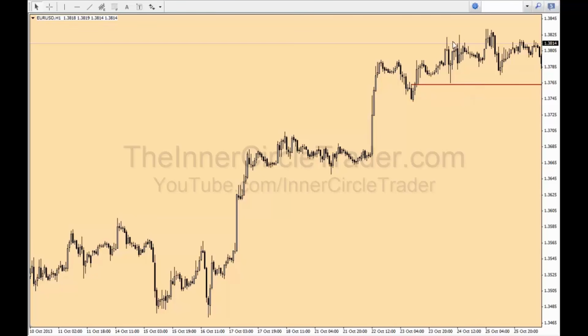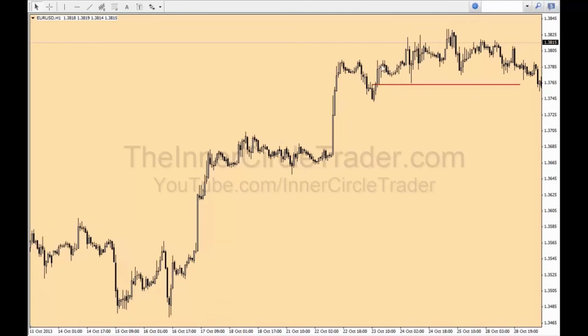Okay, right in here. Didn't quite get into it. And we started consolidating. Now this is something where if you see a price rally out like this and start consolidating like this, the first thing you want to be questioning is, where are the stops? Because that's the next thing they're going to be doing.